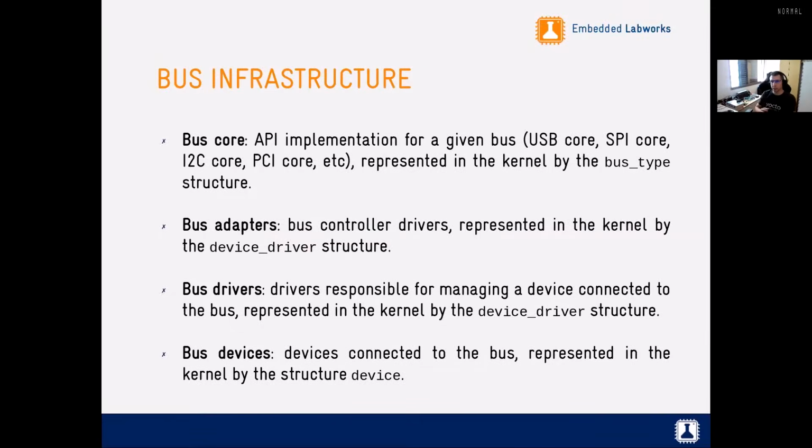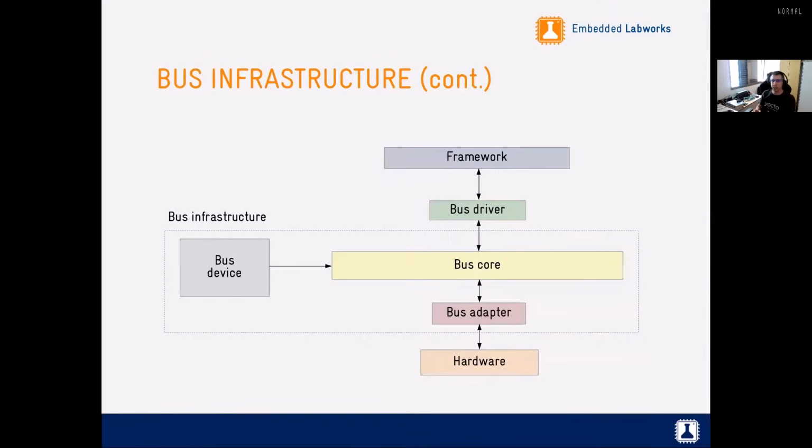We have a core like I2C, USB, etc. We have bus adapters, that's for the bus controller. Those are drivers. We have the bus drivers, that's the drivers for devices that will access the bus. And we have bus devices. Those are the devices connected to the bus. So each of those components has a structure that is used to represent it in the kernel, right? The bus type for the bus core, the device driver for bus adapters and drivers, and the struct device for the bus devices. So that's the main idea here.